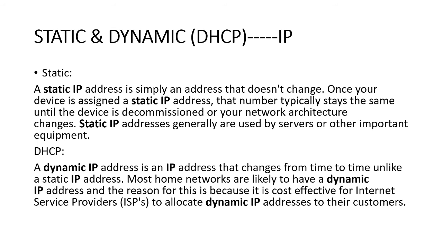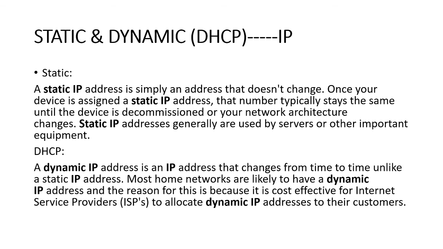What is DHCP? It is dynamic. So what is a dynamic IP? A dynamic IP address is an IP address that changes from time to time, unlike a static IP address. Most home networks are likely to have dynamic IP addresses, because it is effective for internet service providers to allocate dynamic IP addresses to their customers. So whenever your system reboots, the IP will be changed. This is the basic difference between static and dynamic.